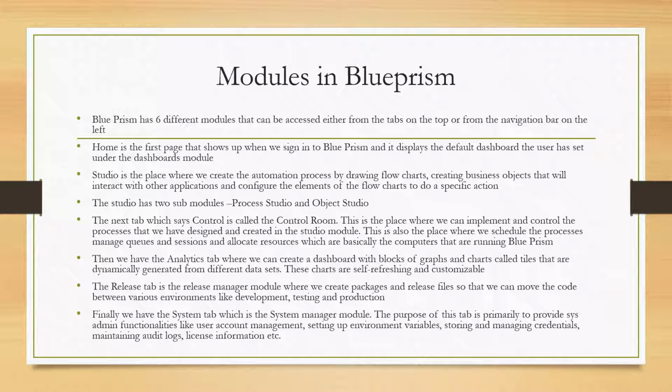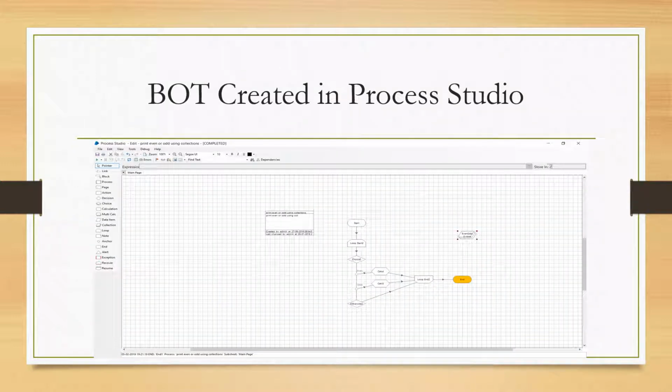Finally, we have the system tab, which is the system manager module, and its purpose is primarily to provide system admin functionalities like user account management, setting up environment variables, storing and managing credentials, maintaining audit logs, licensing information, etc. Once we give a name to the process in the process studio or object studio, our bot looks like this, and it has all the existing tools to create the business flow diagram based on the requirement, and it has all the debugging tools for debugging the bot.